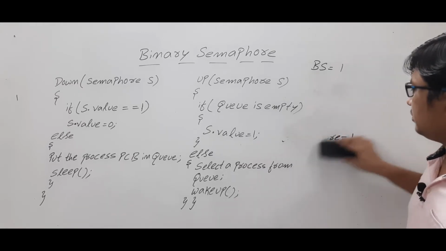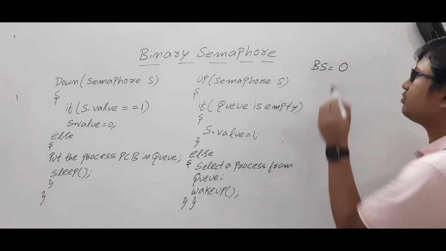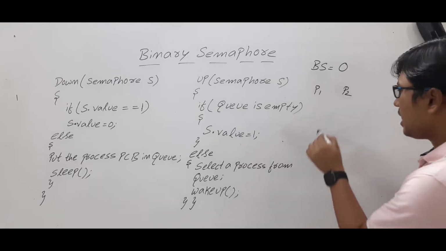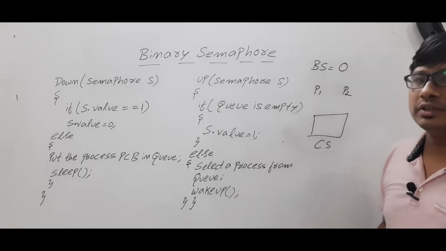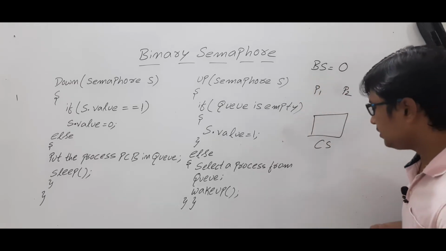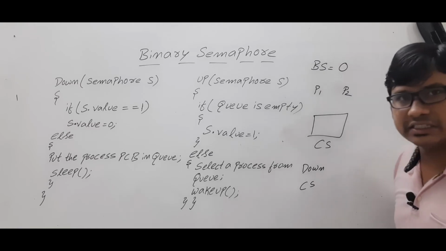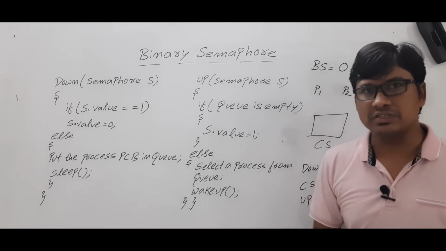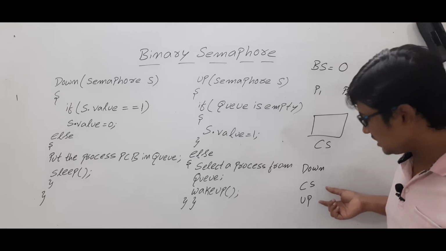Let me first start with, if the binary semaphore is equal to 0, what will happen? Okay. If binary semaphore is equal to 0 and process P1 and process P2 are there and there is a critical section. Now, process P1 wants to enter into the critical section and the binary semaphore is equal to 0. Now, we will have the down operation in the entry section and then we will have the critical section, and in the exit section we will have the up operation, because we know that any process synchronization mechanism will have the entry section, then there will be a critical section and the exit section.